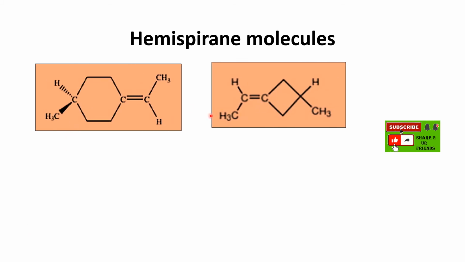These are the two hemispirene molecules. This is C 1 2 3 4 5 6, six-membered, and this is 1 2 3 4, four-membered spiro molecule, okay. A double bond is also there. In this case also the two substituents are different.